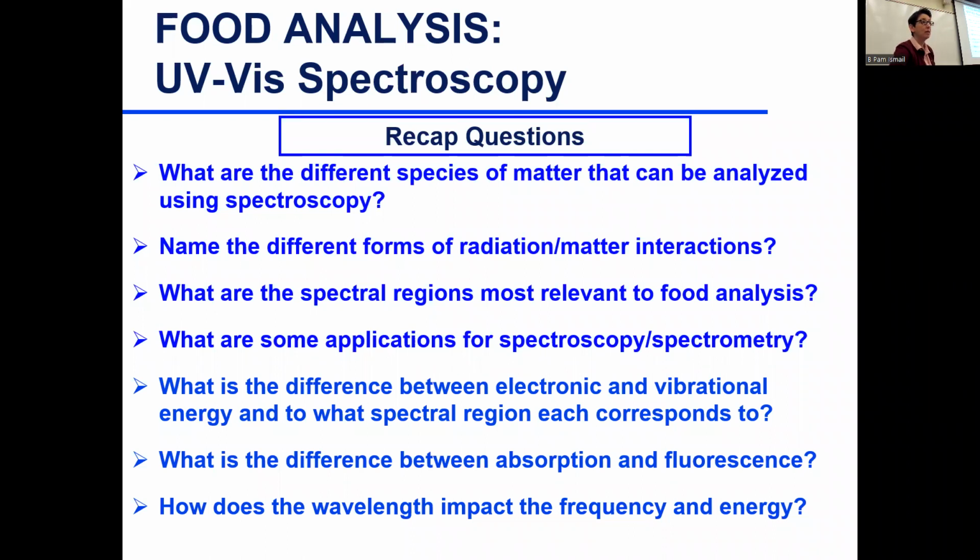All right. Let's recap. What are the different species of matter that can be analyzed using spectroscopy, Ingrid? Atoms and molecules. Absolutely. So they can be atoms, like your atomic absorption lab, analyzing elements, and they can be molecules, everything else. Name the different forms of radiation matter interactions. What kind of interactions do we have?